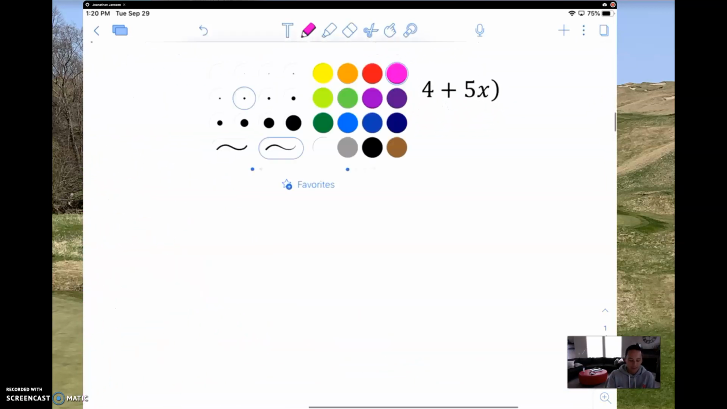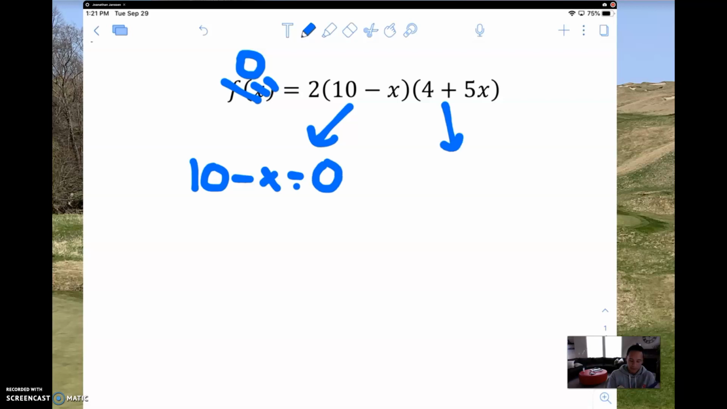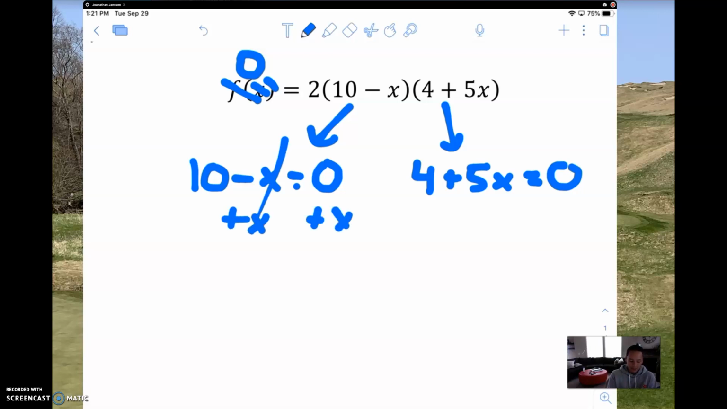Let's do one more together. Again, it's already in factored form for us, so we have to take the y-coordinate and set it equal to 0. And in order to make it 0, we just need to make those parentheses equal to 0. So I'm going to set 10 minus x equal to 0, and over here, I'm going to put 4 plus 5x equal to 0. And then we're going to solve for x. Over on the left side, I'd add x to both sides, and then we're left with just x equals 10.